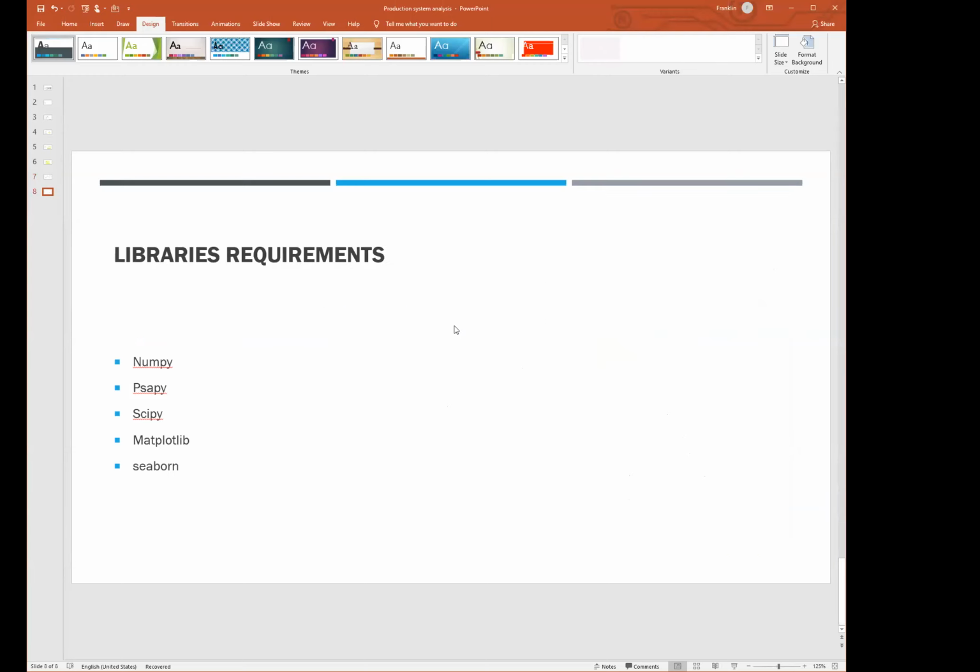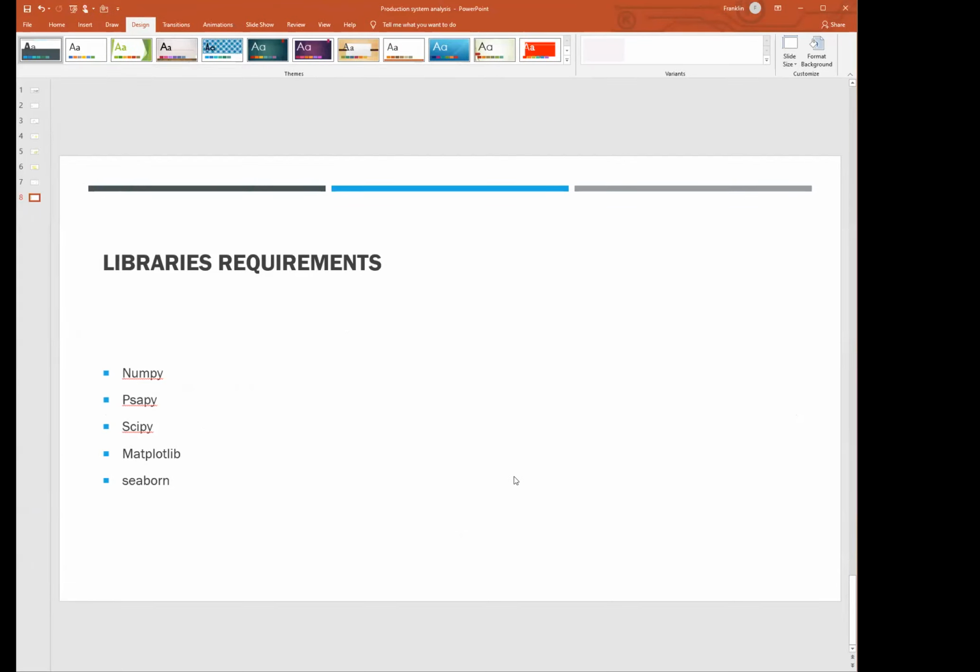So without further ado, let's go hands-on. Just to refresh you, the libraries that we are going to be using in Python are NumPy, psapy, which is where we developed all these equations, SciPy, Matplotlib, and Seaborn as well. Okay, let me change now. If you have any doubt, let me know. Otherwise, I will continue.